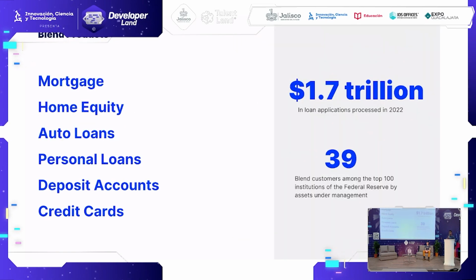Some of the products that Blend has built include mortgage, home equity, as well as other kinds of consumer finance products, auto loans, personal loans, deposit accounts. And you can see some of the success Blend has had. We have $1.7 trillion in loans that we processed in 2022. And we have some of the top financial institutions in the US.